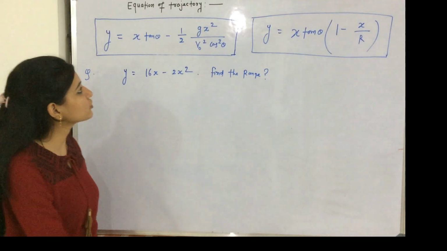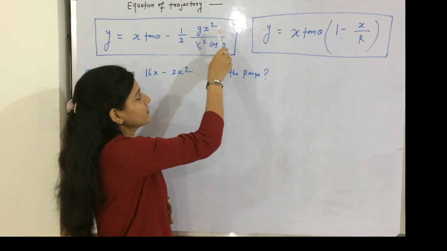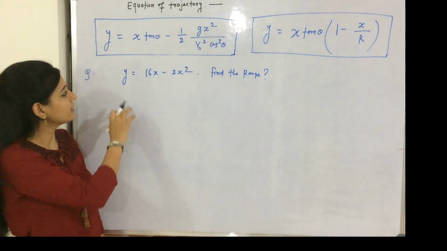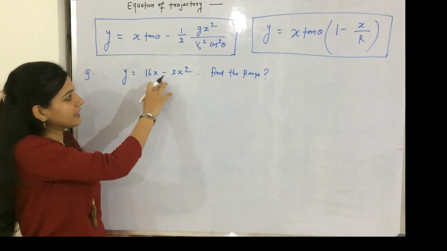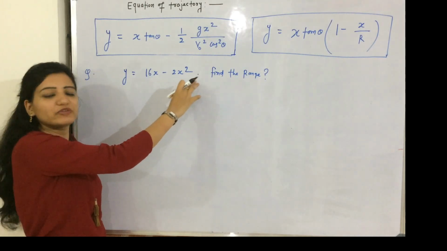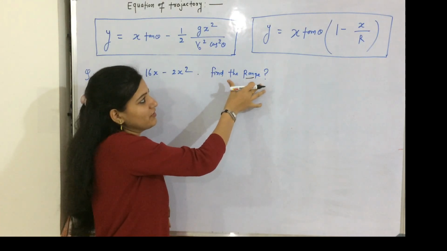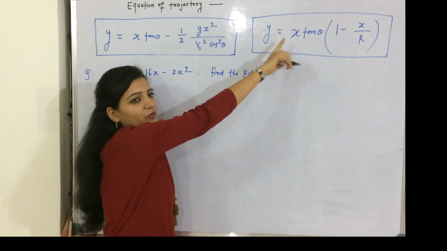Just now we derived two equations of trajectory, one in terms of R and one in terms of velocity and gravitation g. So let's suppose we have a question y equal to 16x minus 2x square, and we need to find the range. Since the question is asking for range, we'll go with the formula which has range in it.